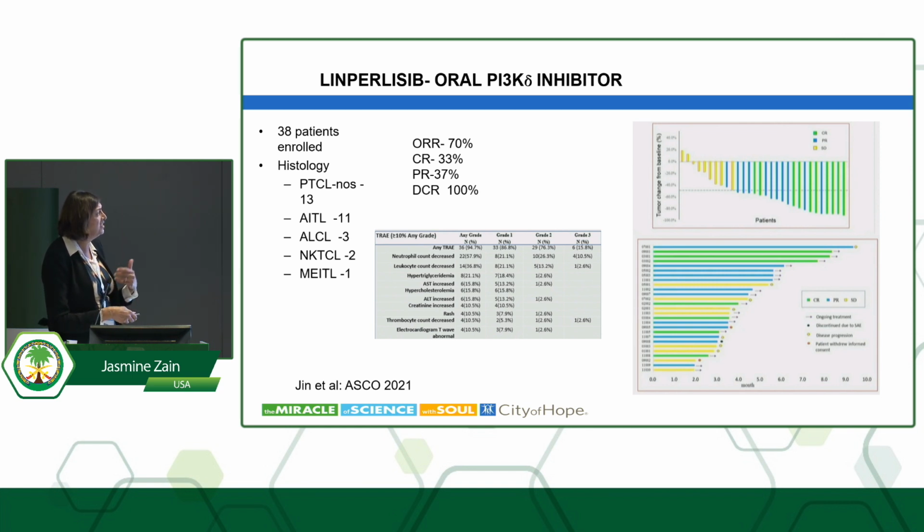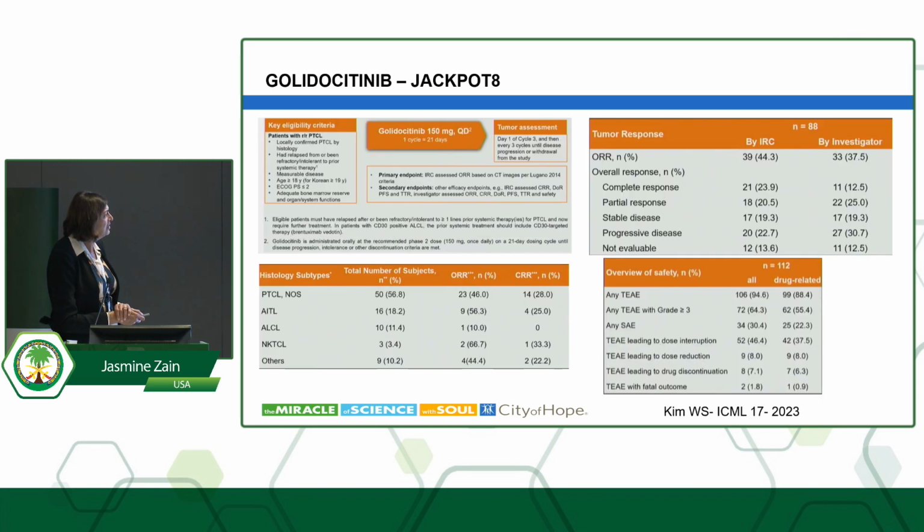Limperlisib is an oral PI3 kinase inhibitor, which is specific for the delta subtype. This is a study that was conducted in China. It has an overall response rate of 70%, which is pretty impressive, with, again, a very similar toxicity profile. Again, a small study, 38 patients, but certainly something that could probably be moved forward in a combination. But the response rates remain pretty impressive, with a CR rate of 33% as a single agent.